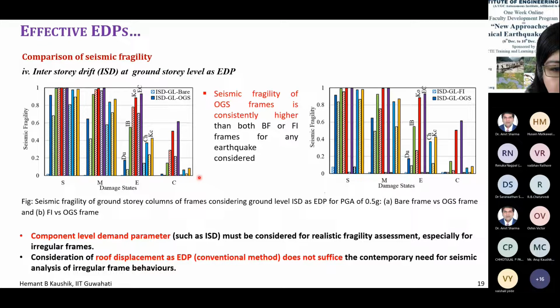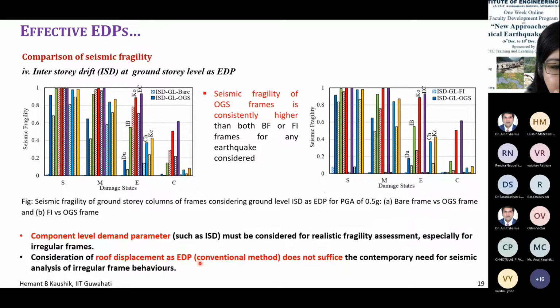if we use the component level demand parameter. So component level means the interstory drift at the ground story level. This is the component. Then it is more realistic rather than using the conventional method of using roof displacement as the EDP. Right? So it is, and this is particularly true for irregular frame behavior.